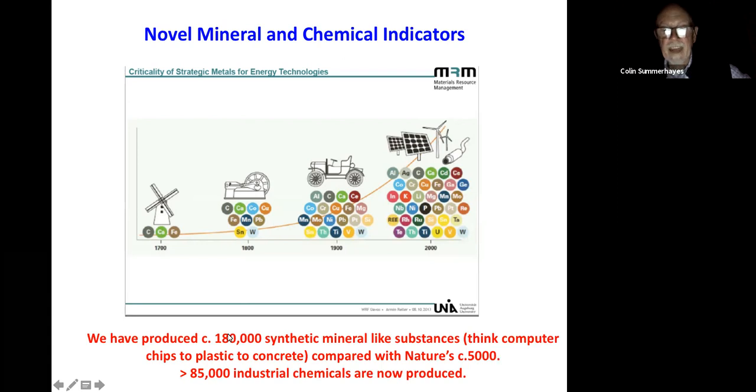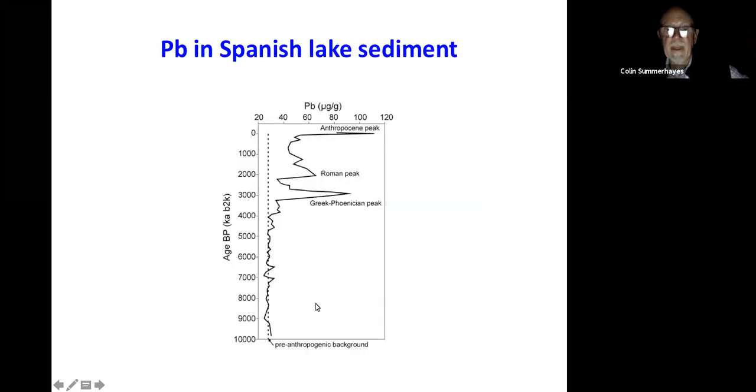In addition to those 180,000, we've produced 85,000 industrial chemicals, things like DDT, PCBs, and so on, which also get into the environment. We can see these chemical signatures when we drill down, for example, extracting cores from ice sheets, or in this case, a core from a Spanish lake. And we look at the lead here, and 3,000 years ago, we can see the signature from the Greeks and the Phoenicians, who were mining and using a lot of lead.